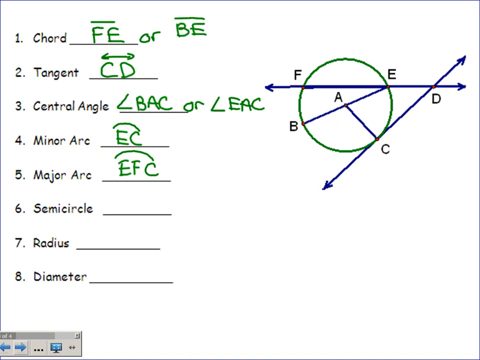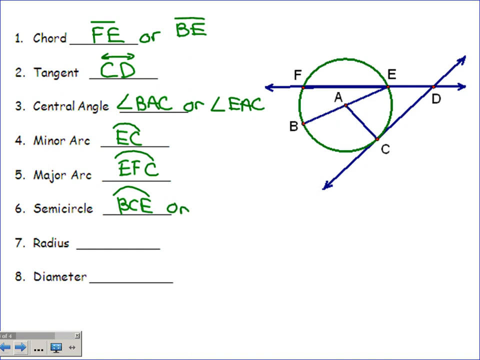Semicircle. Someone told me the semicircle. There's actually 2 of them. And I think we kind of did this wrong. I think you need 3 letters to tell you which direction you're going. It's BCE. Okay? So we could say BCE. I think that's fine.